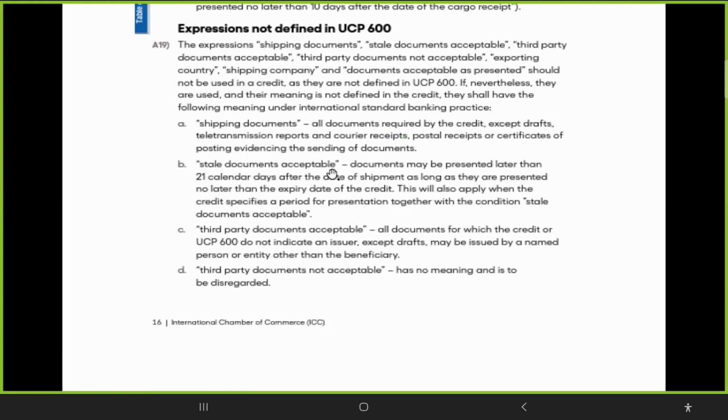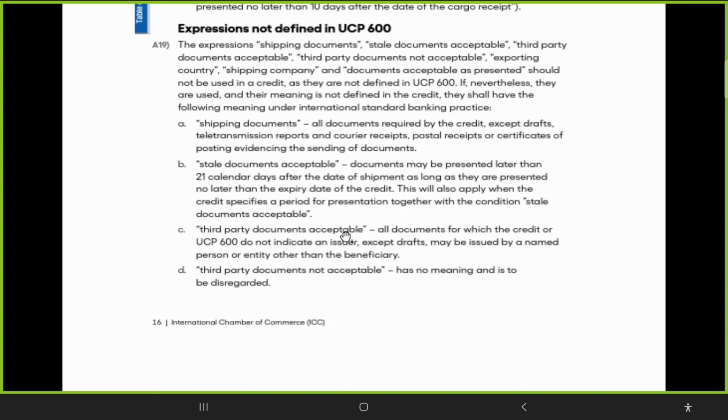Next is stale documents acceptable. So stale documents acceptable, what does that mean? Documents may be presented later than 21 calendar days after the date of shipment, as long as they are presented no later than the expiry date of the credit. This will also apply when the credit specifies a period for presentation together with the condition stale documents acceptable.